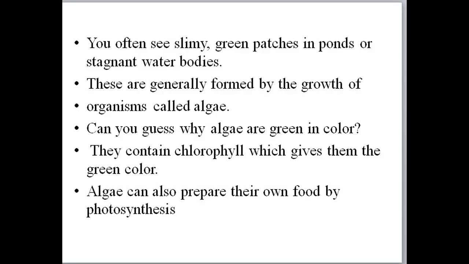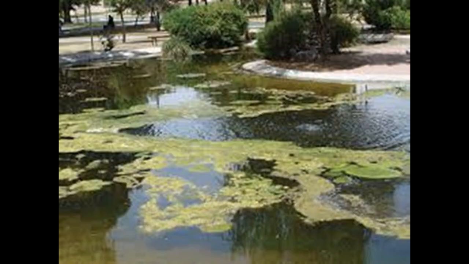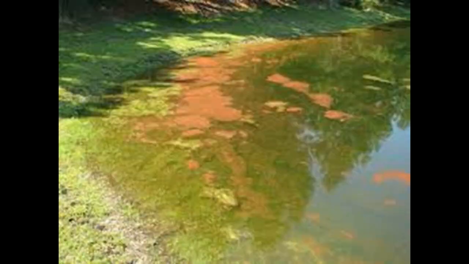You often see slimy green patches in ponds or stagnant water bodies. These are generally formed by the growth of organisms called algae. Can you guess why algae are green in color? They contain chlorophyll which gives them the green color. Algae can also prepare their own food by photosynthesis.